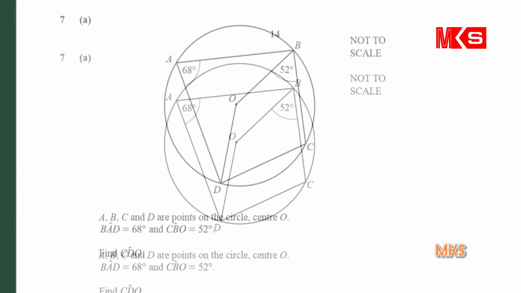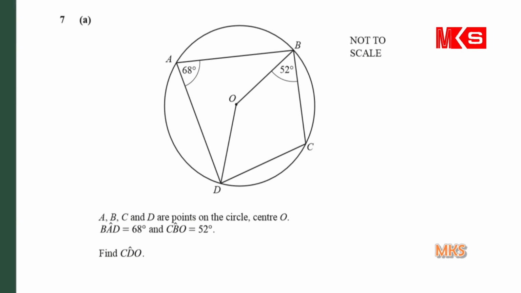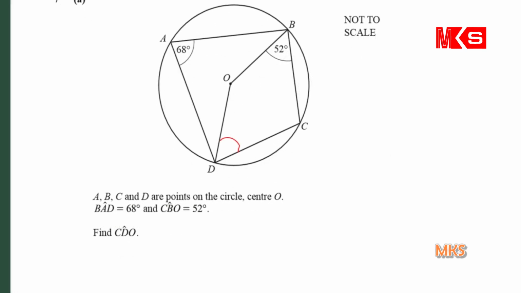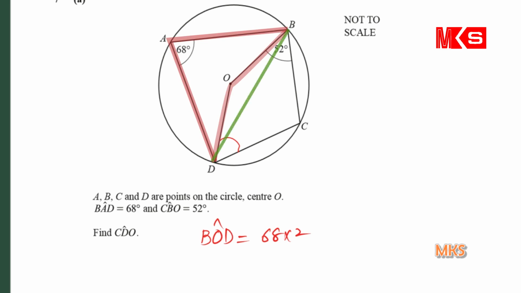Question number 7. A, B, C, D are points on the circle with center O. Angle BAD is 68 and angle CBO is 52. Find angle CDO. Angle BOD will be 68 times 2, because the angle at the center is twice the angle at the circumference made by the same chord or same arc. By taking DB as base, angle BOD is 136.